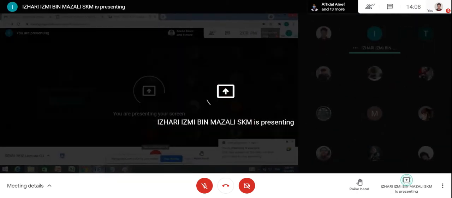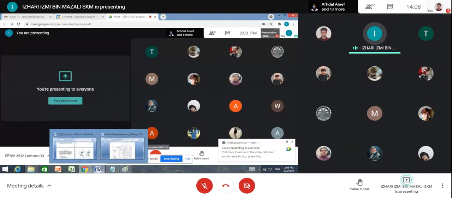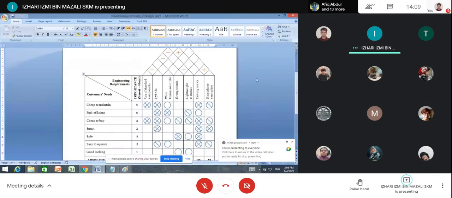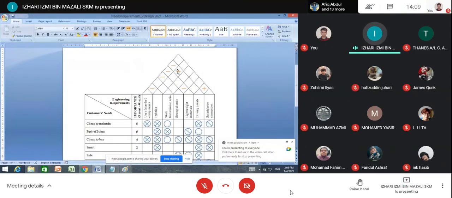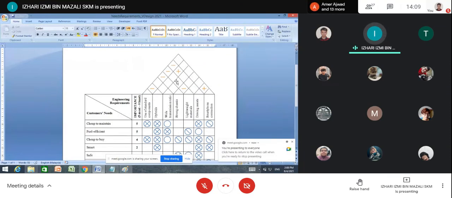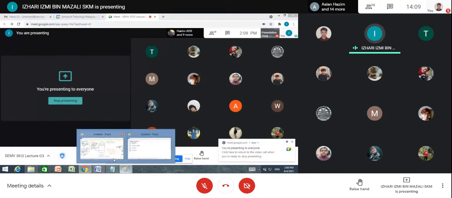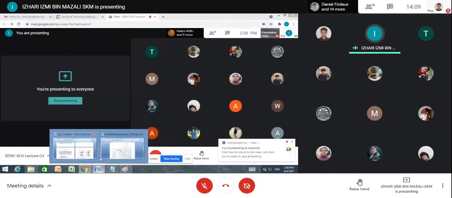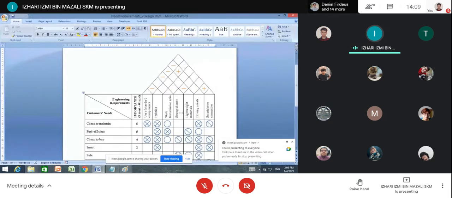So example of the HOQ is here. Okay, you can see here is the relationship between the requirements and the requirements. So plus means that when you improve this, this can be improved, or this will automatically be improved as well. If minus, that means if you improve one requirement, or if you focus on improving one requirement, the other requirement will be worsened. Then we have a minus relationship.